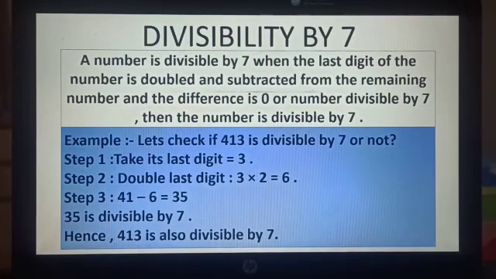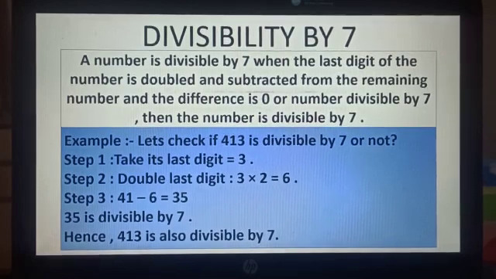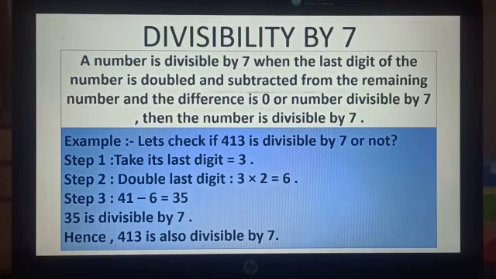First we will discuss divisibility by 7. A number is divisible by 7 when the last digit of the number is doubled and subtracted from the remaining number and the difference is 0 or a number divisible by 7. Then the number is divisible by 7.